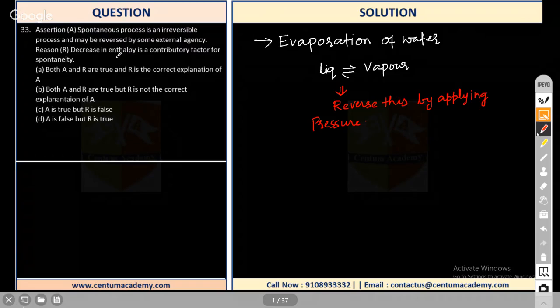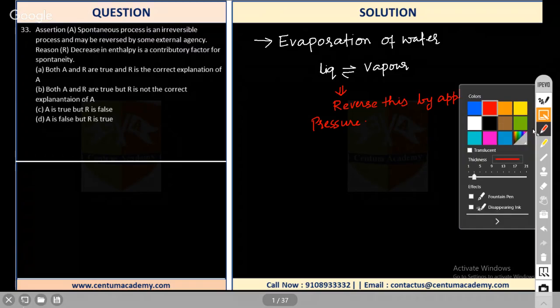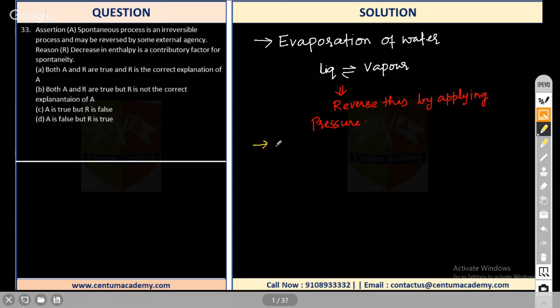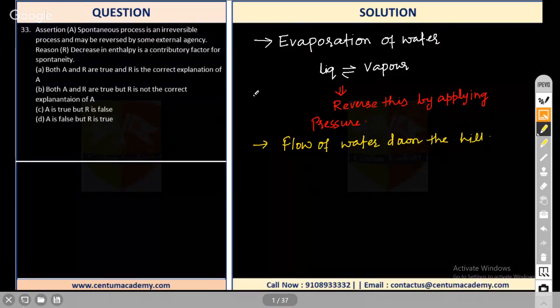Okay, decrease in enthalpy is a contributory factor for spontaneity. If I take another example of a spontaneous process, let me take one more example: flow of water down the hill. What happens in this process? Water is flowing from the hill to the bottom. So obviously the potential energy is decreasing. So this process is accompanied by decrease in energy. We can reverse the process, yes, and the energy also decreases here. That is what we have here, decrease in enthalpy.